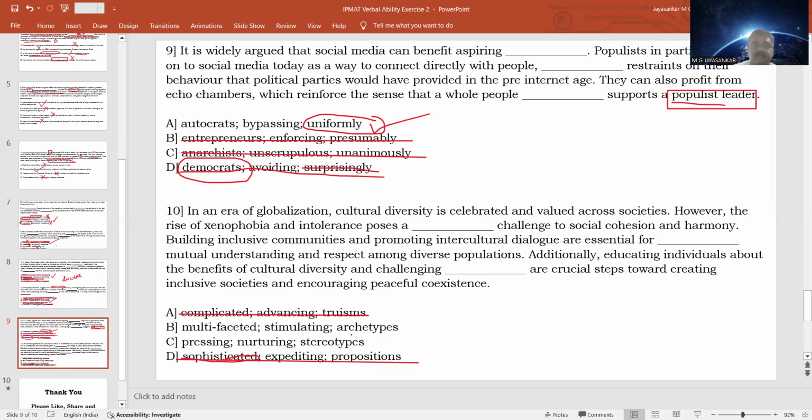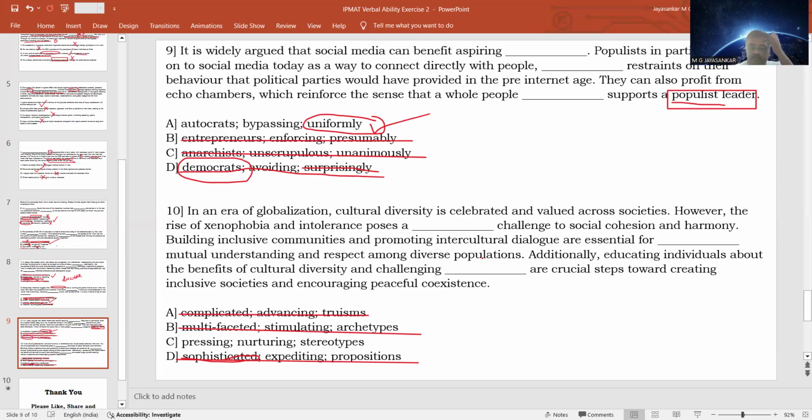Then challenging archetypes. What is an archetype? An archetype means a typical example or a perfect example of something. So challenging a perfect example is not a proper idea. We need to challenge something that is not correct, something orthodox or not based on facts. The archetype is a perfect example or a model example. So this also is not correct. Even though the other two words were correct fits, the third word is not correct. The third option, pressing, correct. It was a pressing challenge, and nurturing understanding also is correct.